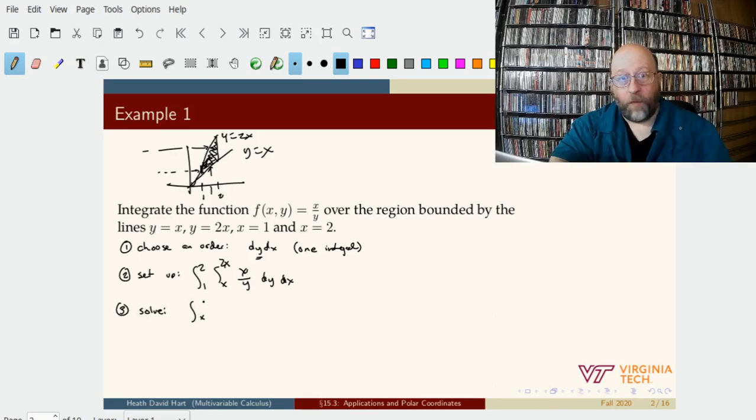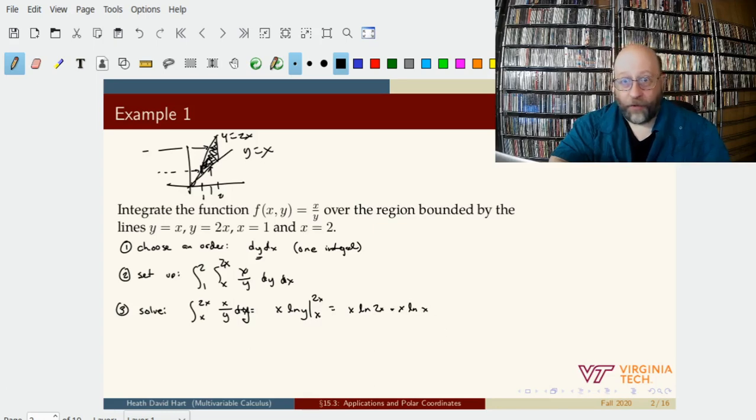We start with the inside integral. This is not dx, this is dy. The integral of 1 over y dy is natural log of y, evaluated at x and 2x. And so this gives us x times the natural log of 2x minus x times the natural log of x.